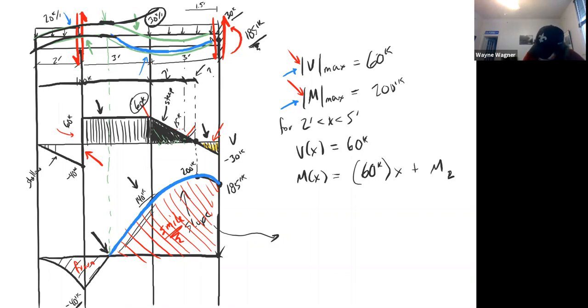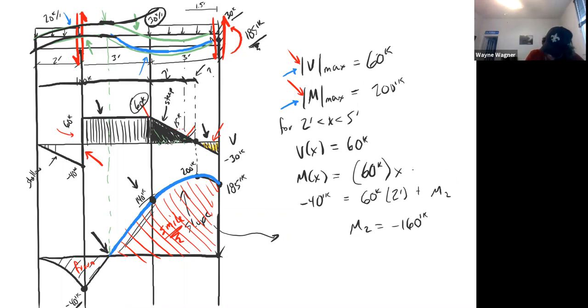Okay, and maybe I've already used M1, so let's call it M2. And then we would say, well, let's use a point we know. We can either use this 140 or I'm going to use this negative 40. So negative 40 foot kips equals 60 kips times what is that X value? That X value is 2 plus M2. So M2 is, what's that, 120. It's going to be negative 160 foot kips. So we'll go here. And we'll make that negative 160 foot kips.